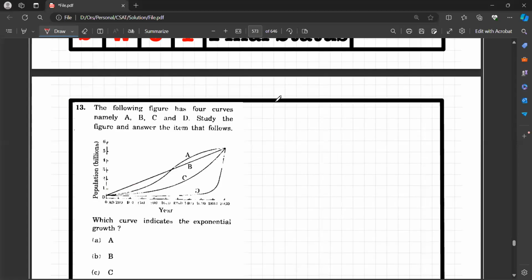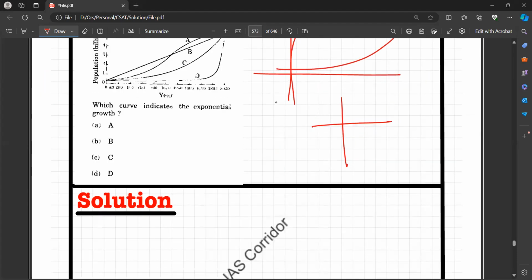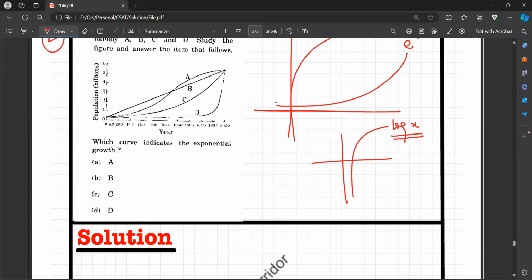Question number 2. The following figure has 4 curves, namely A, B, C, and D. Study the figure and answer the item that follows. Which one of them indicates the exponential growth? Now, this is an exponential growth. This is a graph of e to the power x. This is a graph of x to the power log x. This is the graph of log x. Got it? So the answer would be D.